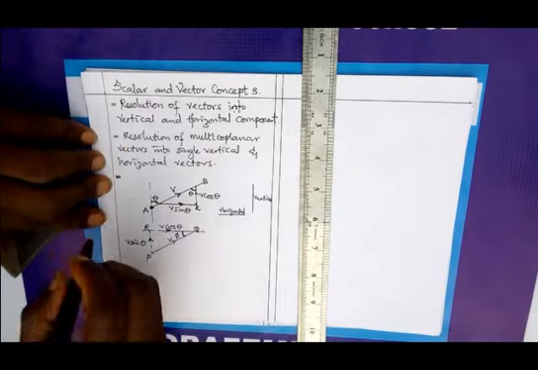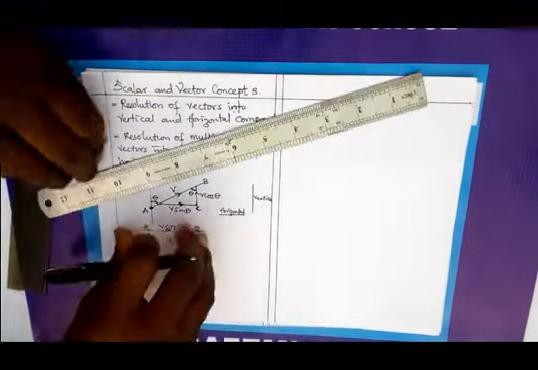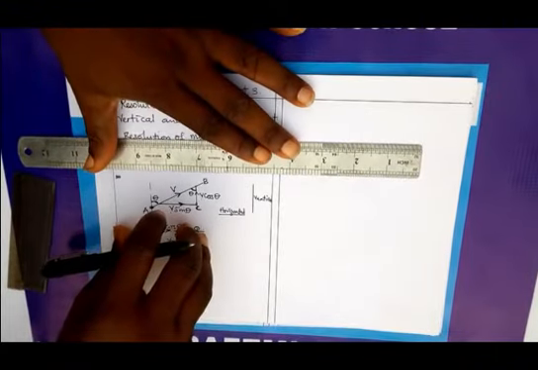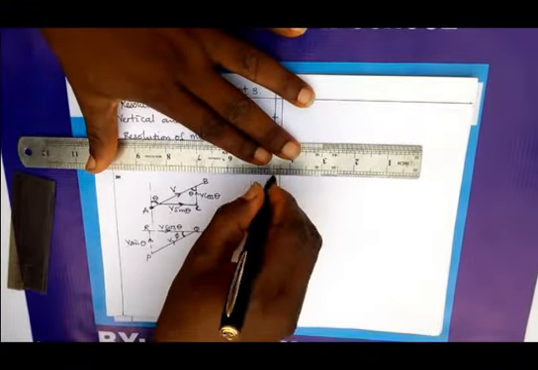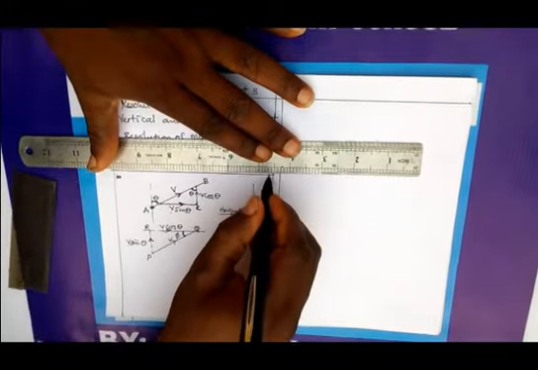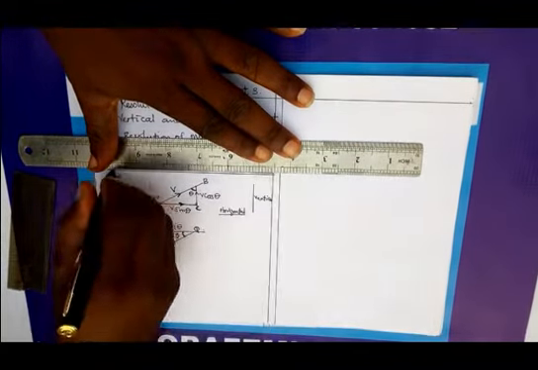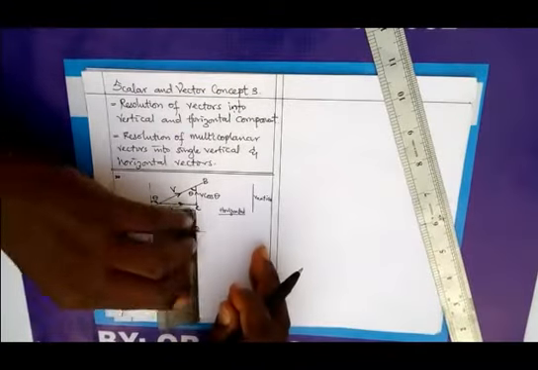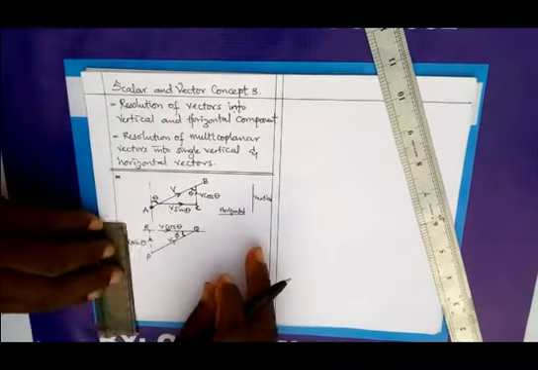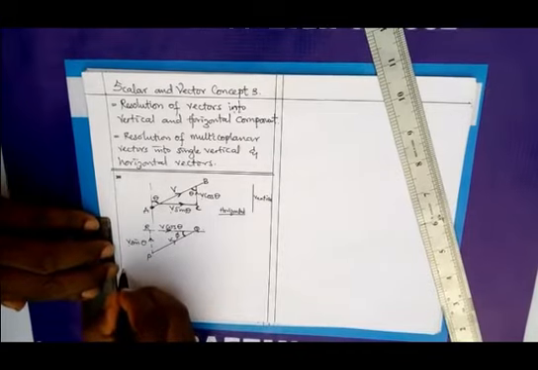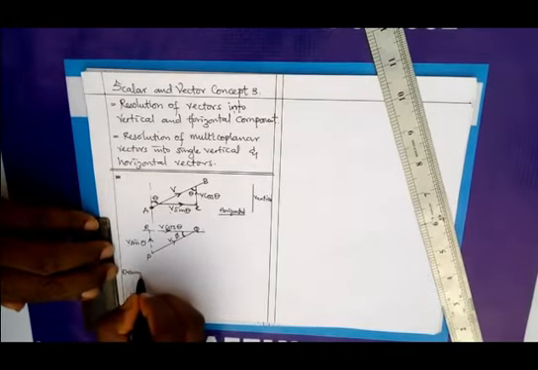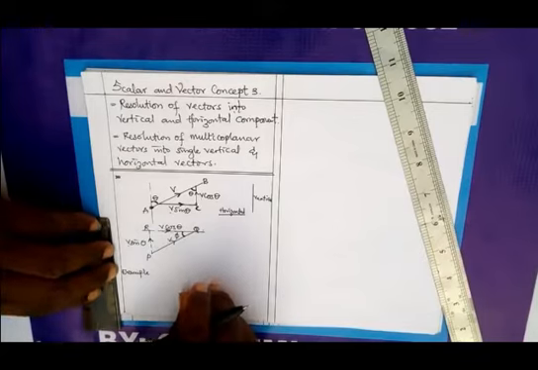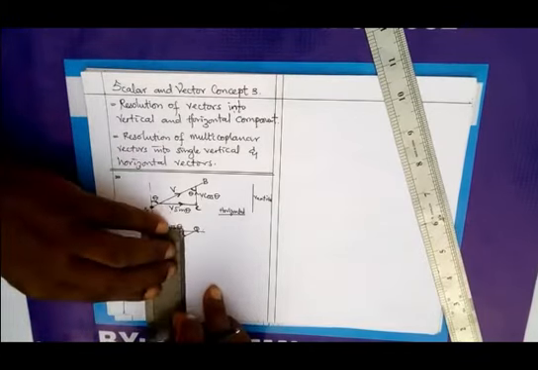The next thing we are going to do in this topic is how to find the resultant of multi-coplanar forces or multi-coplanar vectors. So let's pick an example of multi-coplanar vectors. So I have this.